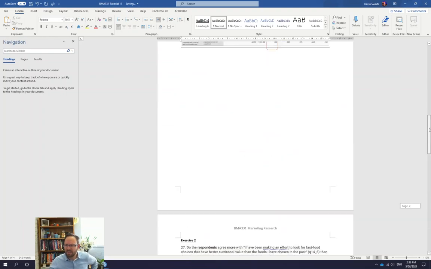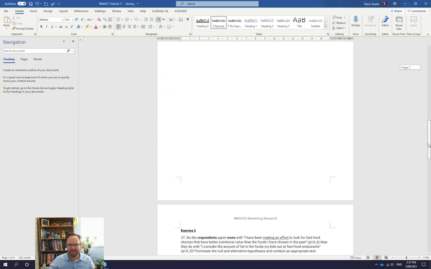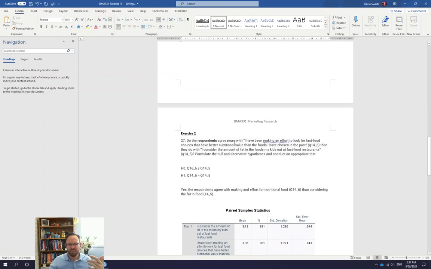This one here, I think is quite simple. I mean, this one's really simple. It says, do they differ? So it's a test of difference, right? This one here is, do they agree more with? So you're like, well, more than what we need to work out. If it's more than, we need to do a test of difference, right? So it's a step away.